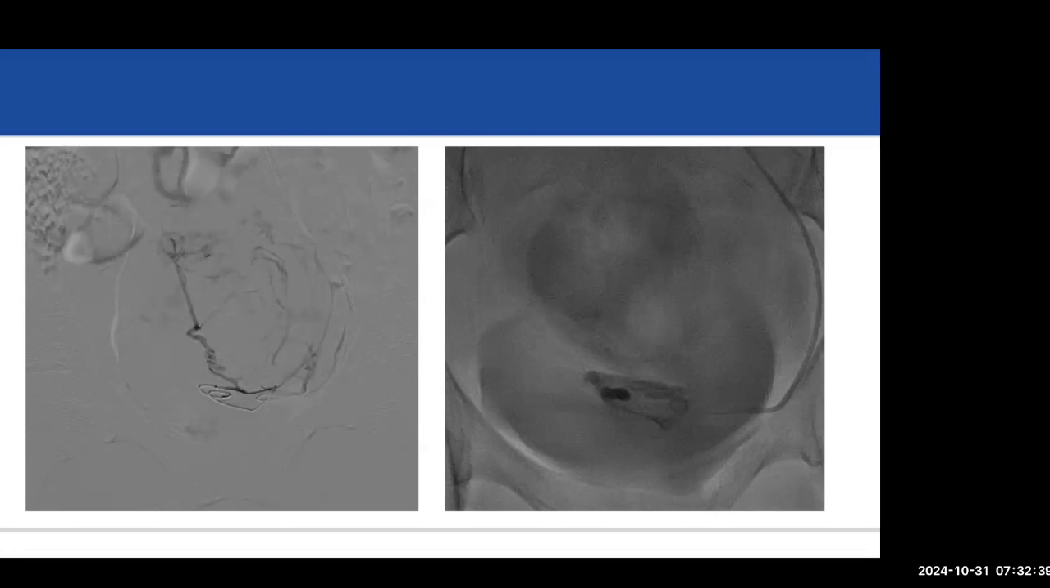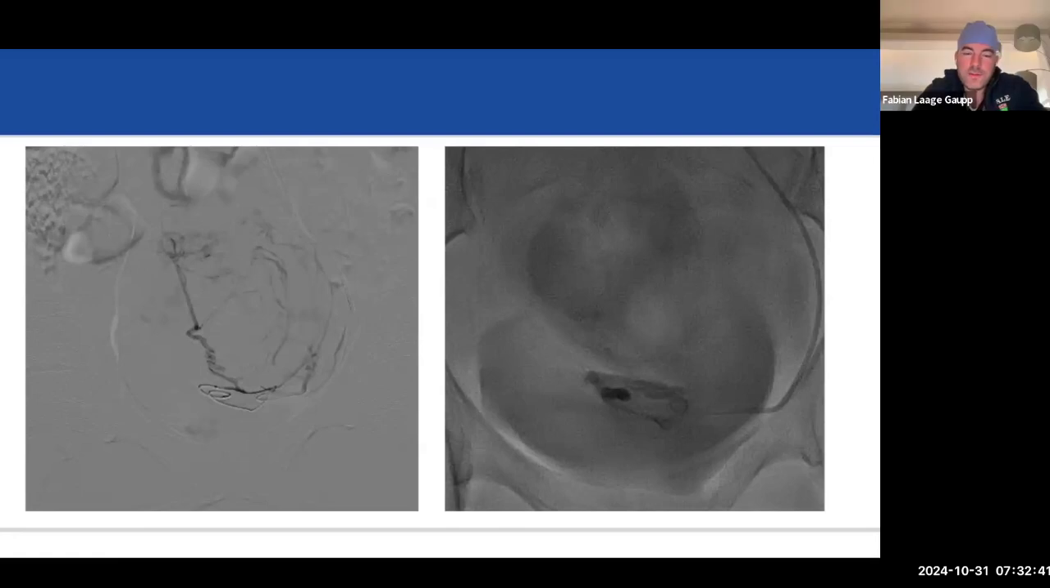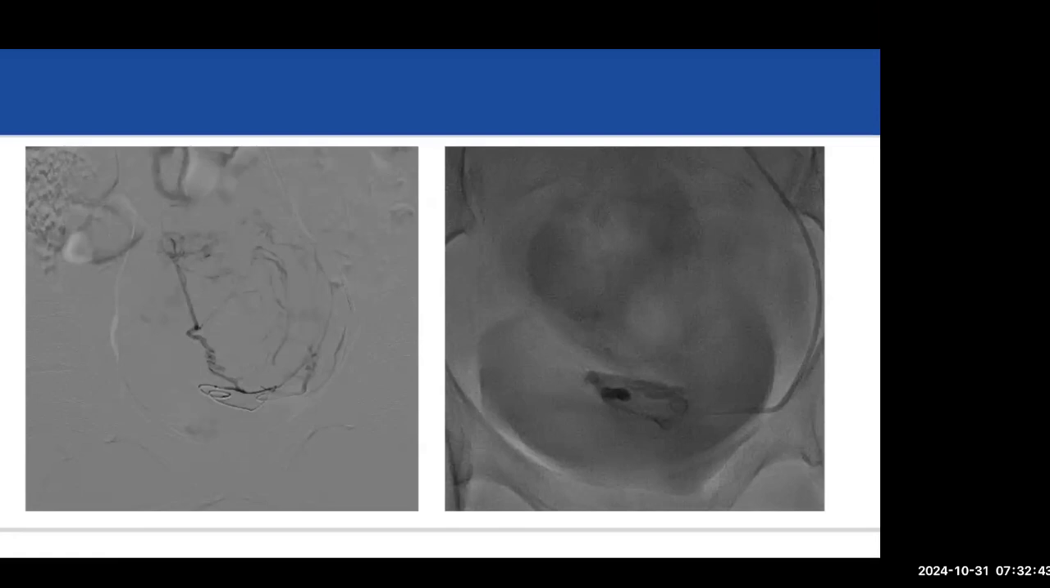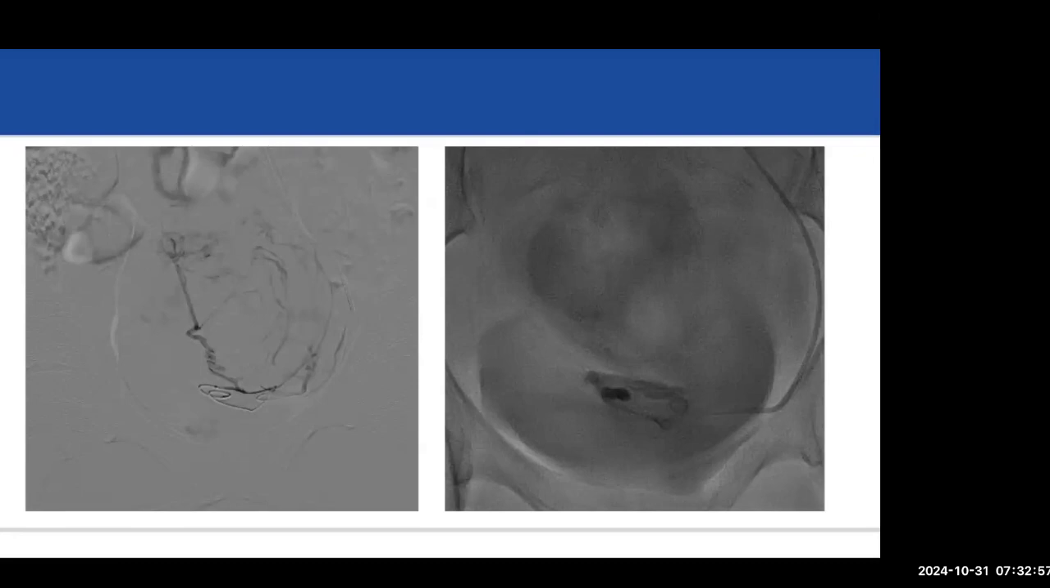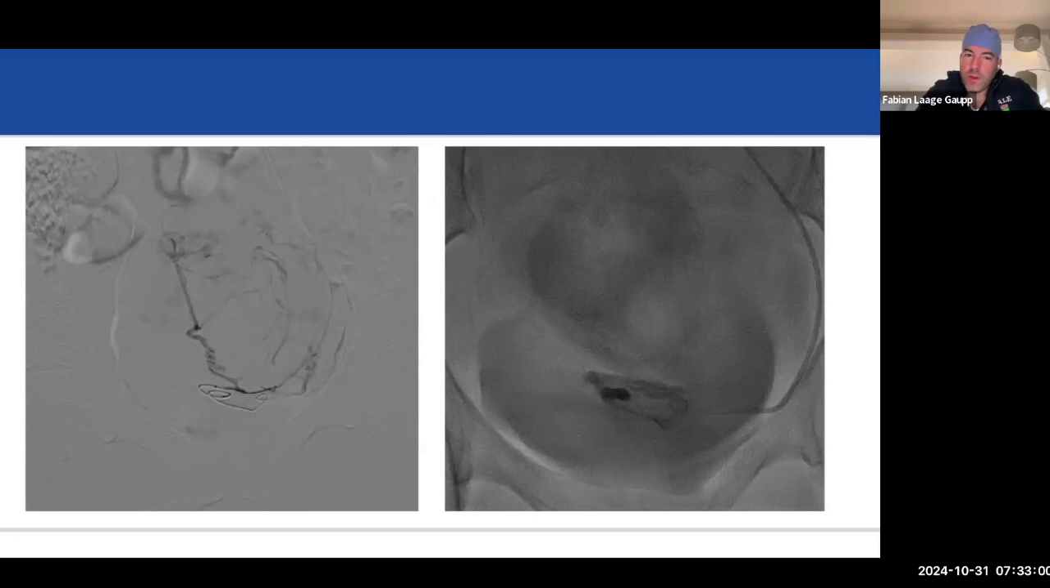And then what's your endpoint for the embolization? Usually it's regarded as stasis. We go up to stasis. And how do you measure that, or how do you try to quantify that? What people often do is they say 5 to 8 heartbeats. So you do a contrast puff, and you see the contrast just sitting here, and you count 5 to 8 heartbeats.